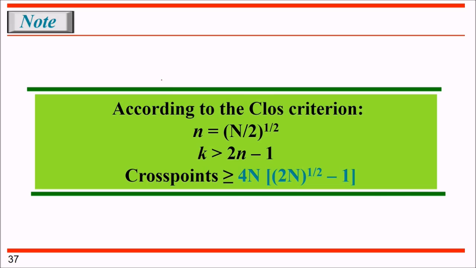If we do N square, that is 200 by 200, in a single stage we would require 40,000 cross points. So according to the Clos criterion, n is equal to (N by 2) to the power half, that is root N by 2. If K is greater than 2n minus 1, the cross point count will always be greater than or equal to 4N times root of (2N minus 1).